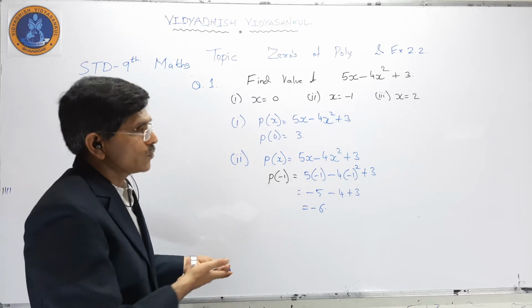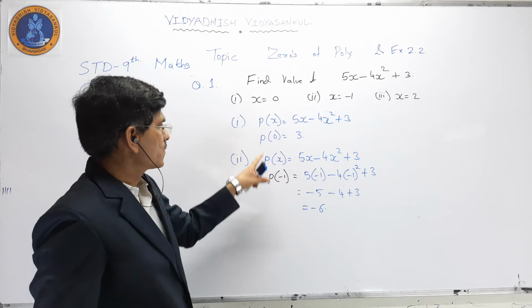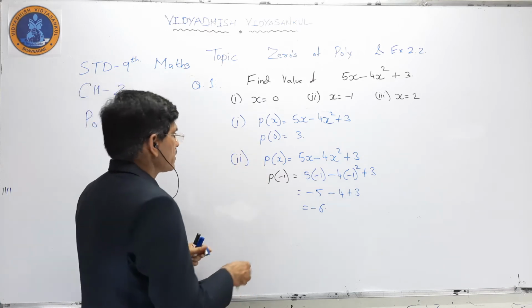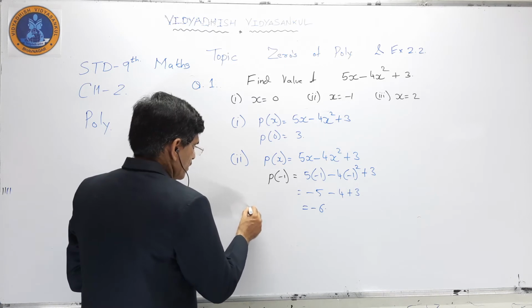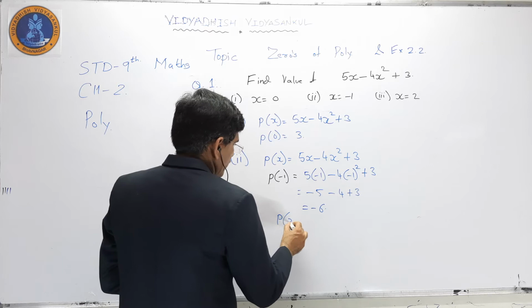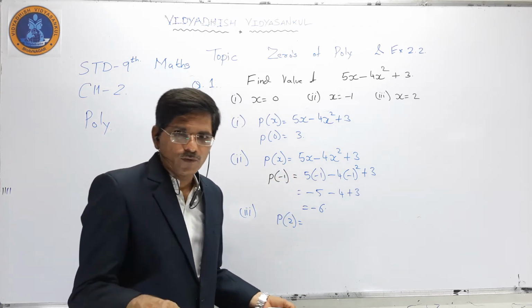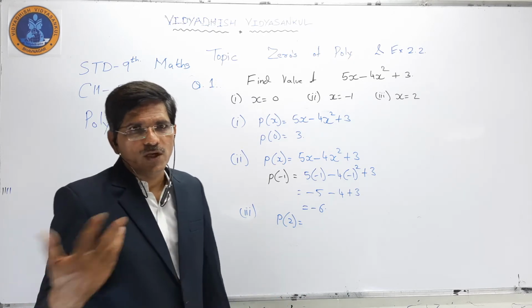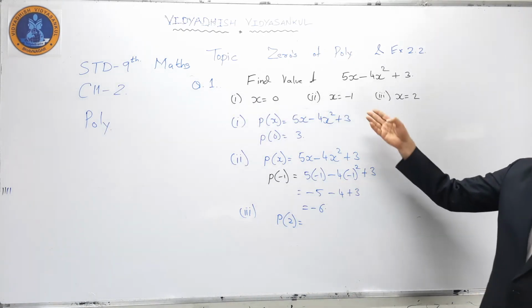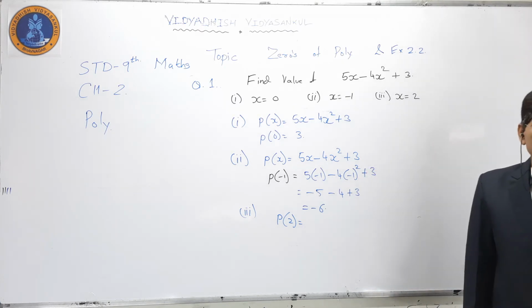Now within 2 minutes, go through it, complete this question, and try to give the answer of the third, that is p of 2. I will give you 1 or 2 minutes. Within 1 minute you can complete this and give me the answer. And those who still have not understood, first write it down and then try to solve question number 2.